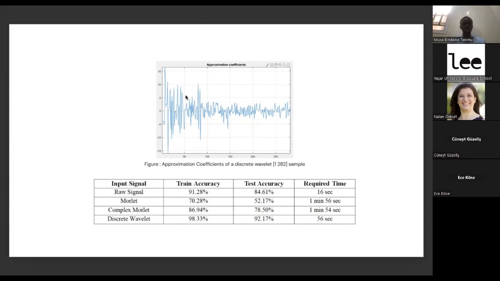When we use the Morlets, accuracy drops and the required time increases. When we use the complex Morlets, our accuracy is still lower than when we feed the raw signal, and the required time is higher. But when we use the discrete wavelet, we have a much better accuracy. However, we can see that the required time increases.